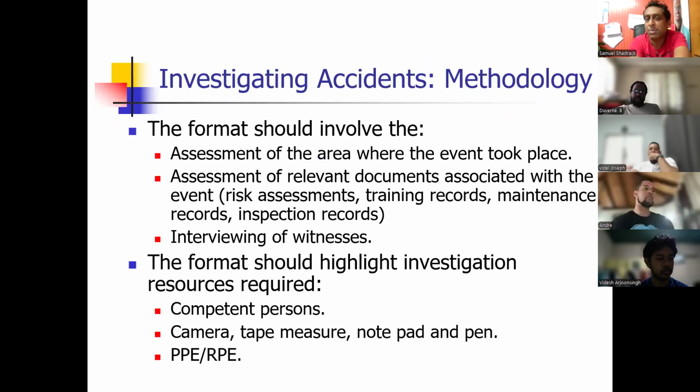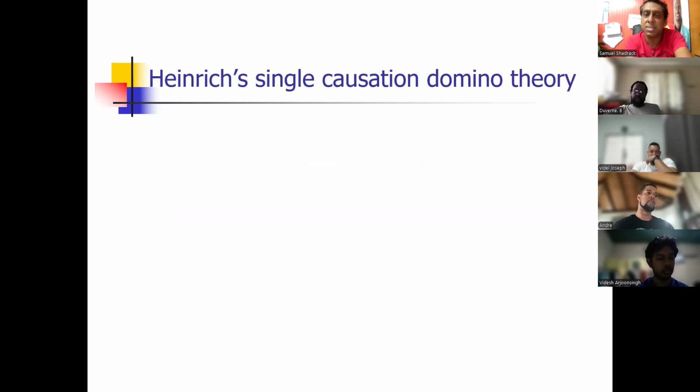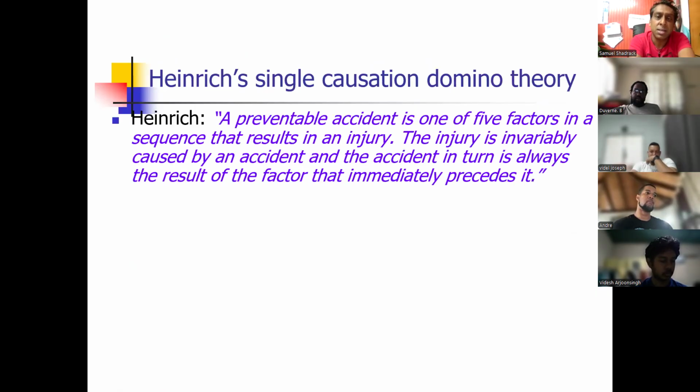I just have one slide to explain to you, which is this slide here. This is the main slide, causation. That's what they ask you in the practical part, to get into the case study and get the causes, but supporting it with some theory. So Heinrich, let's take a look at what he said. Heinrich said, this was back in 1920, a preventable accident is one of five factors in a sequence that results in an injury. The injury is invariably caused by the accident. So part of it is the worker's fault, I guess. But the accident in turn is always the result of the factor that immediately precedes it.